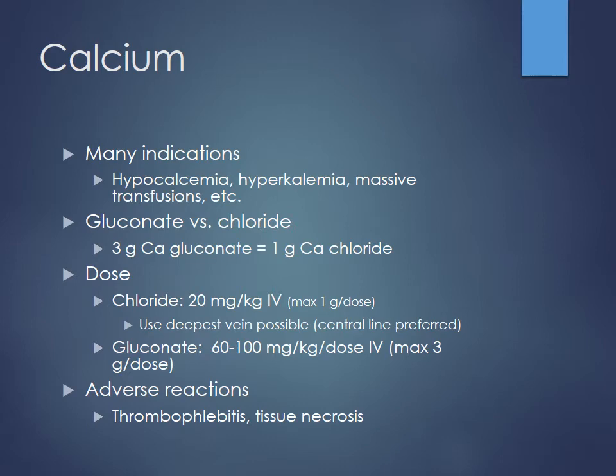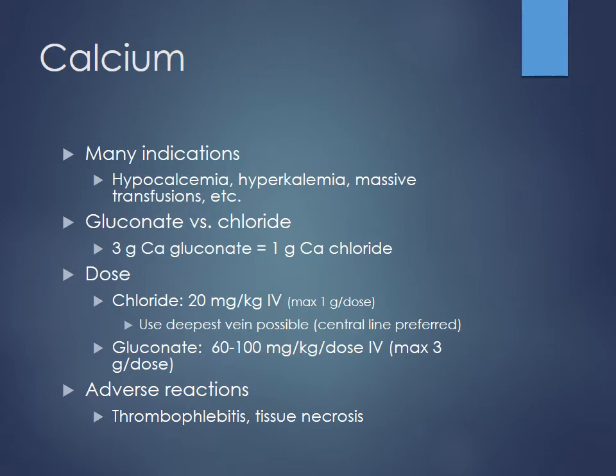Because obviously looking at a chloride molecule versus a gluconate molecule, which one's bigger? Probably the gluconate, right? So you're going to find that while they both come in the same concentration, they both come in a 1 gram vial, you need 3 times as much calcium gluconate to get the same calcium as calcium chloride. Okay, that's a handy conversion to keep in your mind if you're working in the ER.